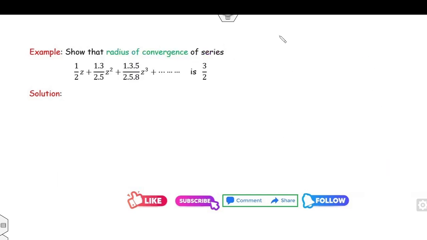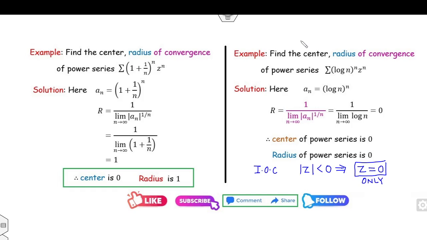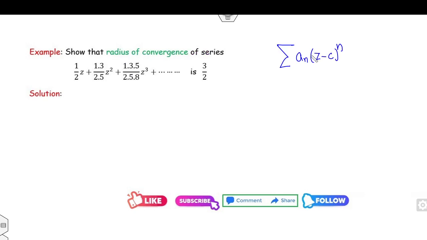Okay, look at this another one. In this case, your target is to write again in this manner. Fine. But if you look at all these previous examples, the value of the a_n is already given to you. But in this case, your target is to write the a_n.